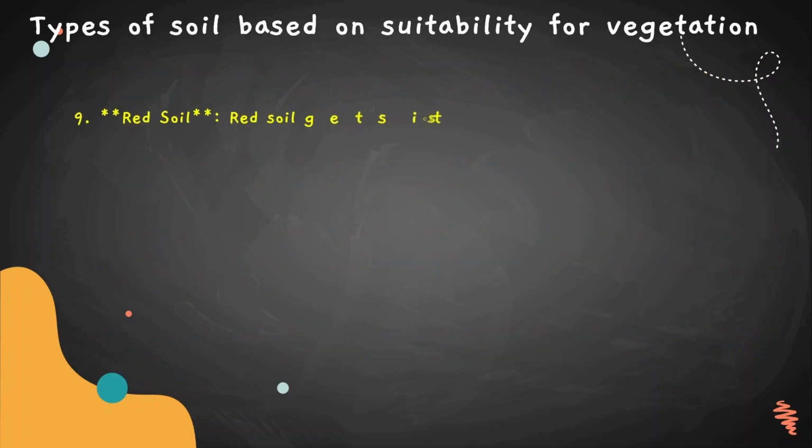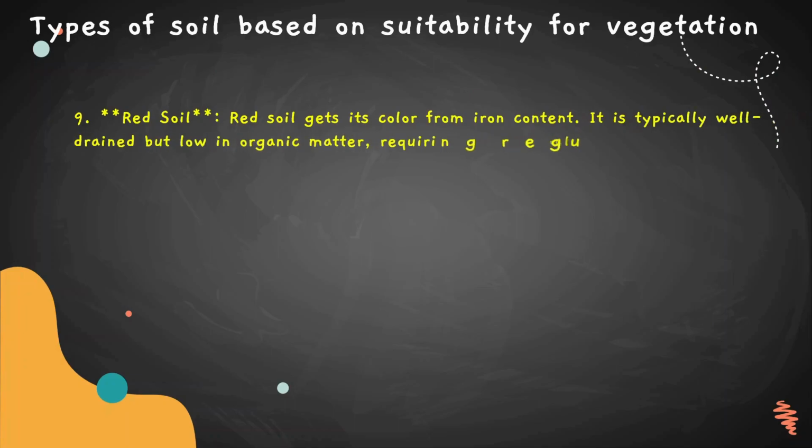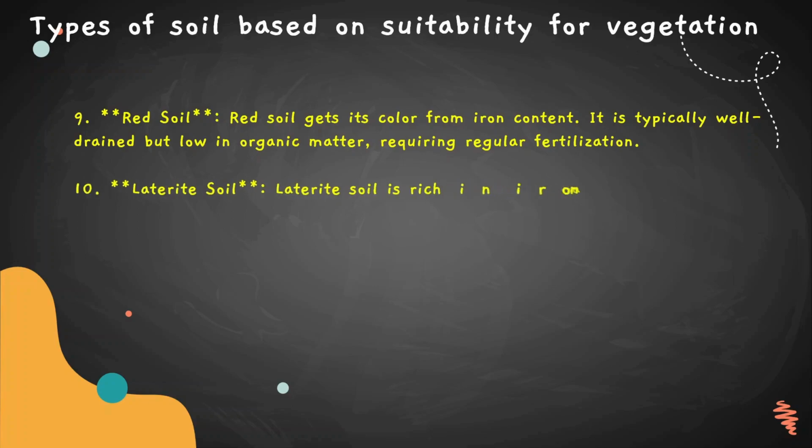Then in the ninth position, we have red soil. Red soil gets its color from the iron content. It is typically well drained but low in organic matter, requiring regular fertilization. So red soil gets its color from the iron content, and it requires frequent fertilization, but it is low in organic matter.